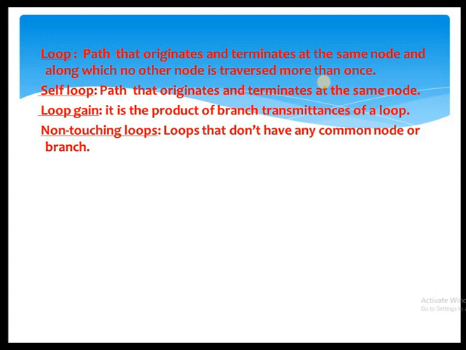What about non-touching loops? Non-touching means there is no connection between the loops. Or you can define it like this: there is no common node between any two loops. Then those loops are called non-touching loops.